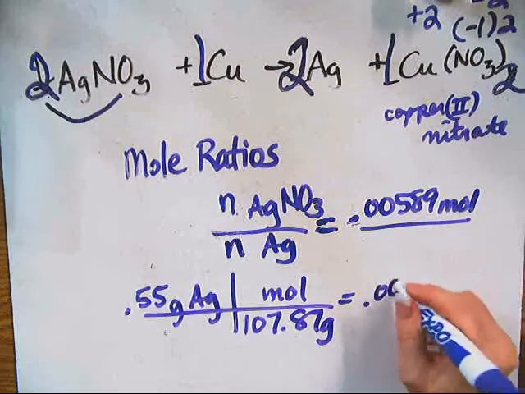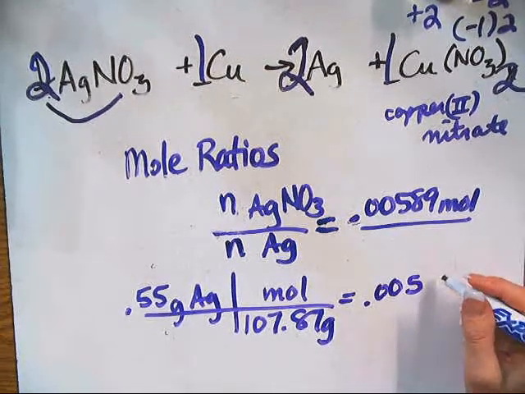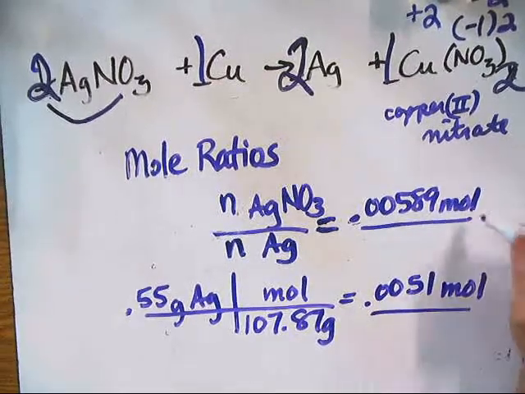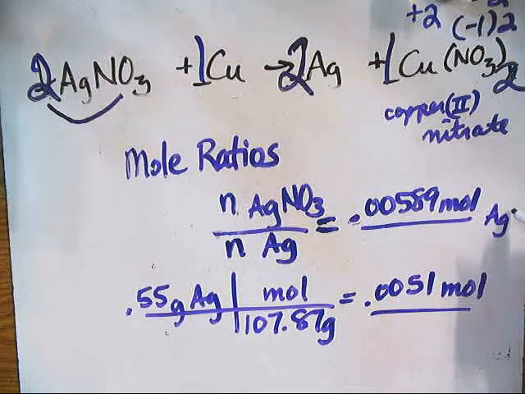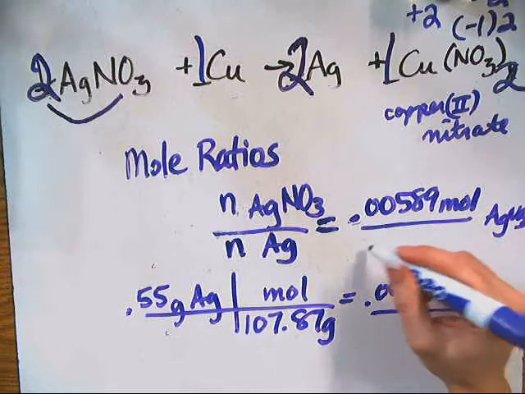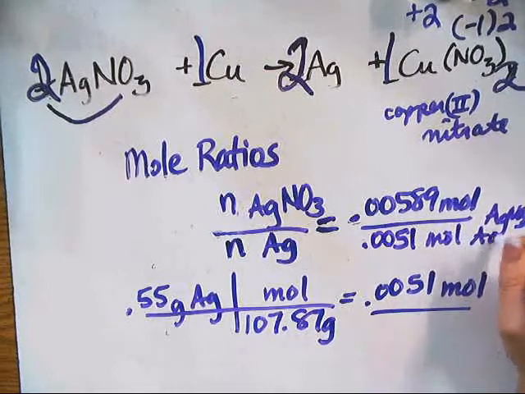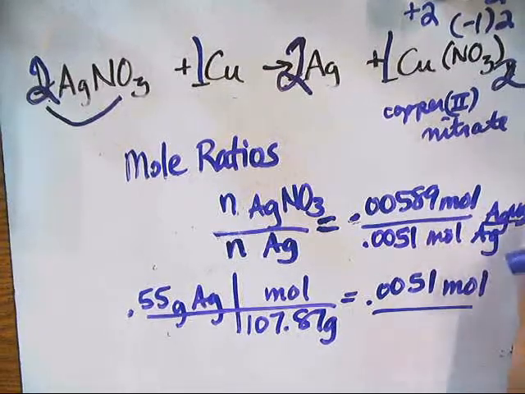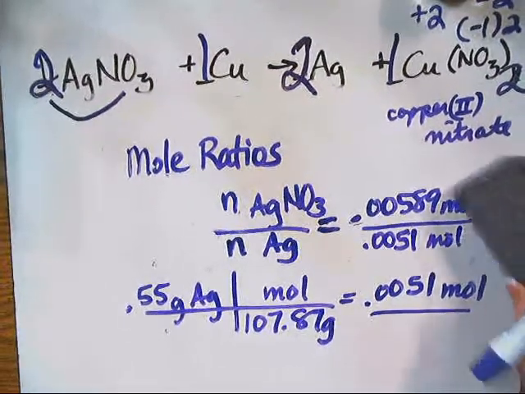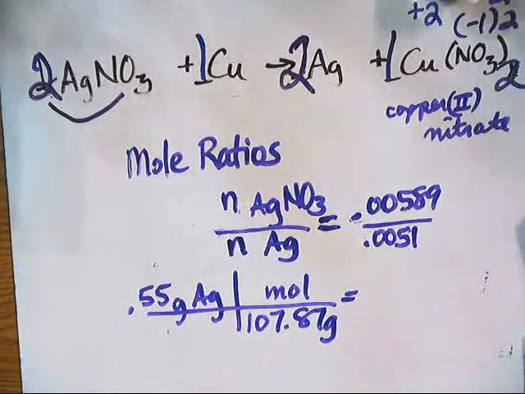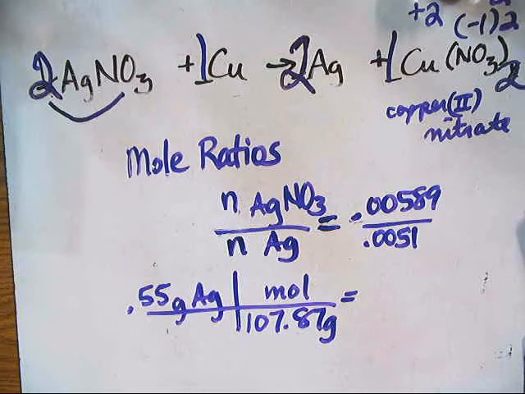0.00589, and then our moles of silver, let's say I had the 0.55 grams of silver, 107.87 being the atomic weight of silver, 0.55 divided by 107.87 is 0.0051 moles. Hey, those are pretty close to being equal.